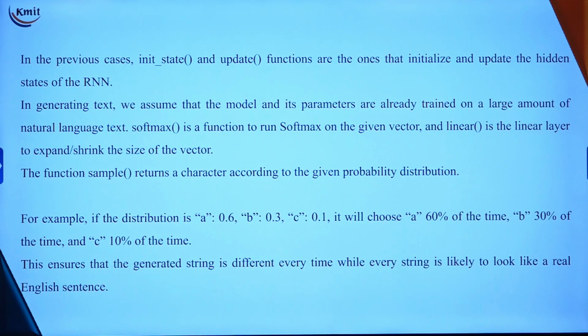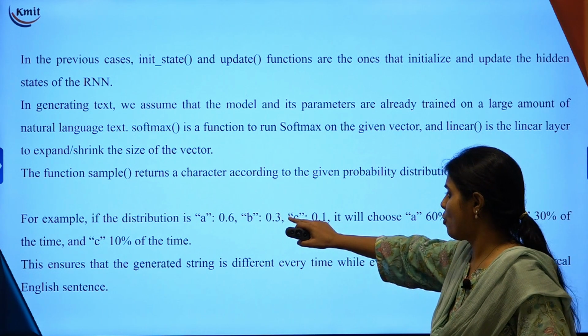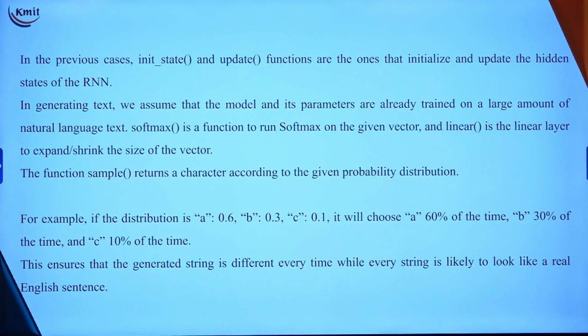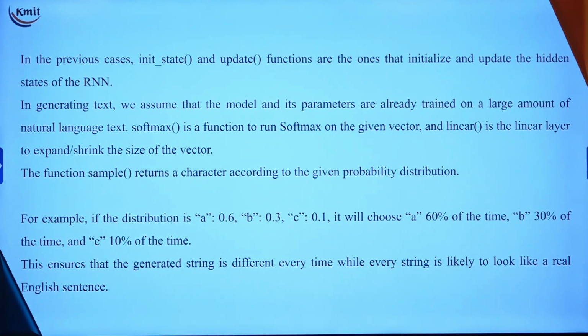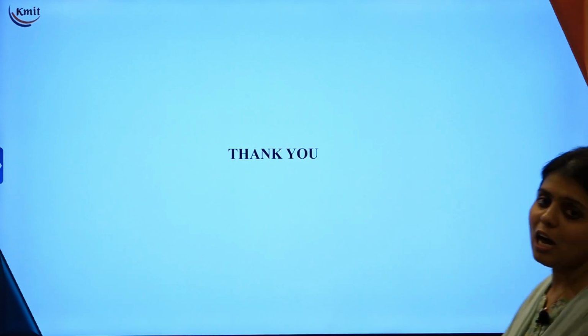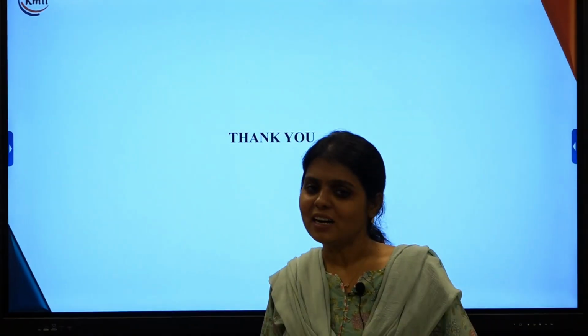For example, if the distribution is A 0.6, B 0.3, C 0.1, it will say A 60% of the time, B 30% of the time, C 10% of the time, and so on. This way the probability distribution is used, which will ensure that the generated string is different every time, while every string is likely to look like a real English sentence. So, this is all about how we generate text using RNNs.